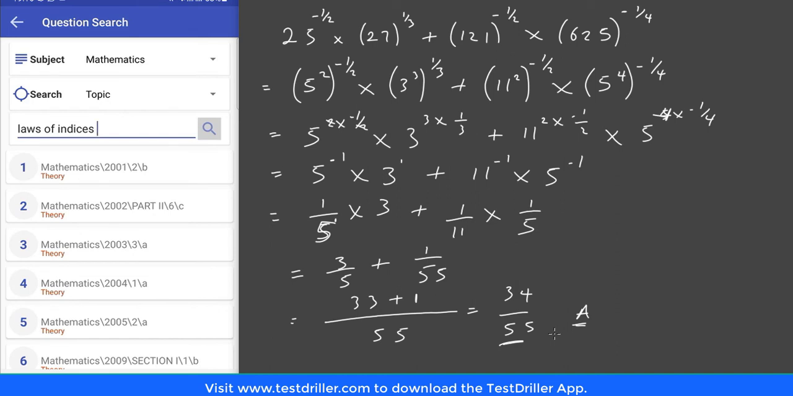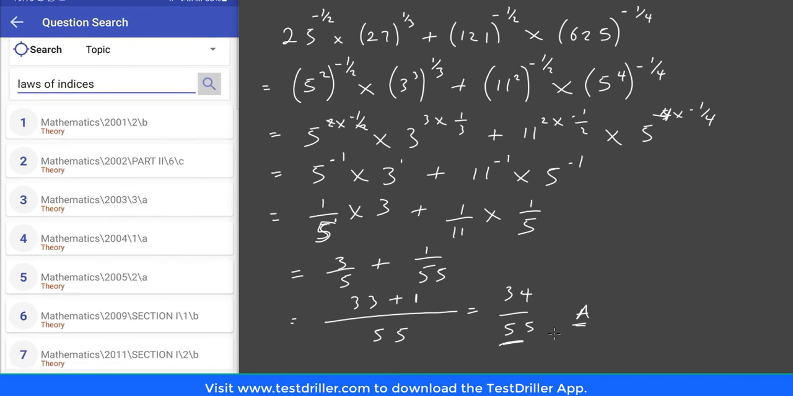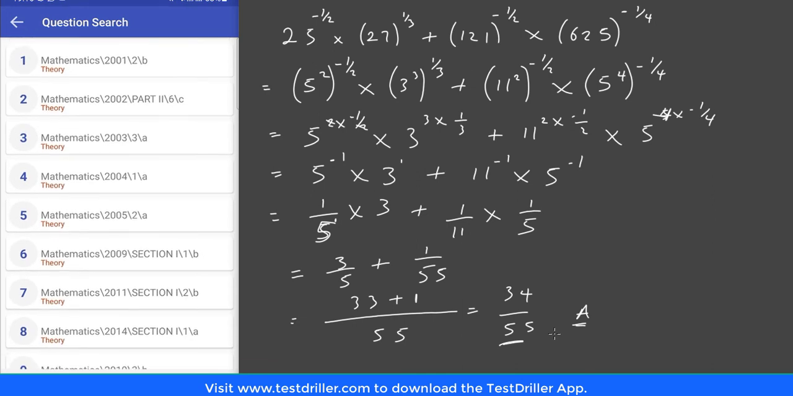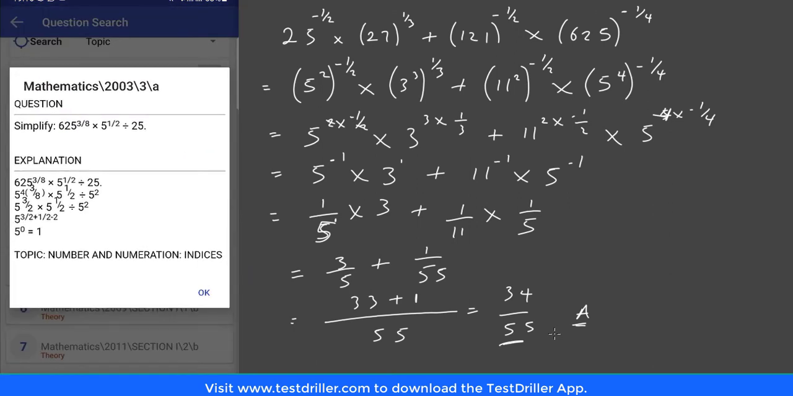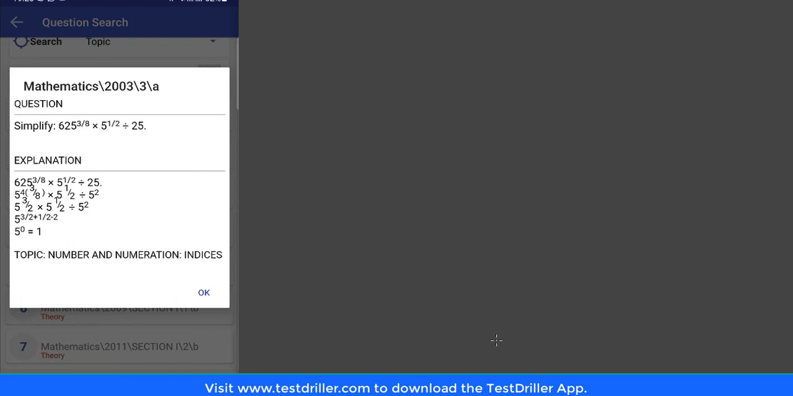So we're going to look at question 3A from the year 2002, and that's a theory question. That's a question from the year 2003, rather. 2003 question 3A. So let's take a look at this. Let's solve this WAEC question, 2003 question 3A.